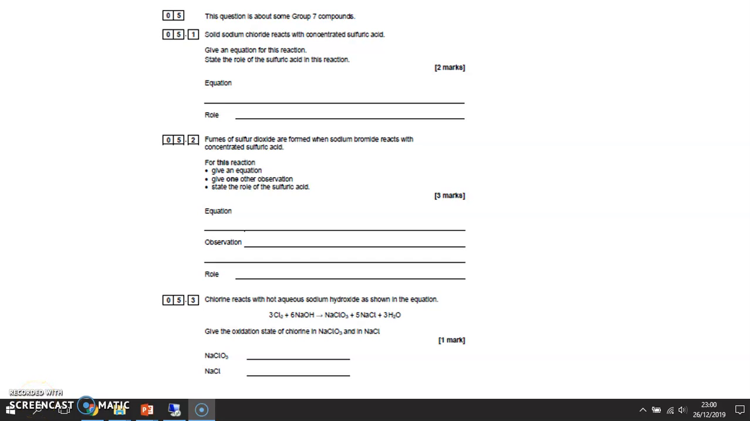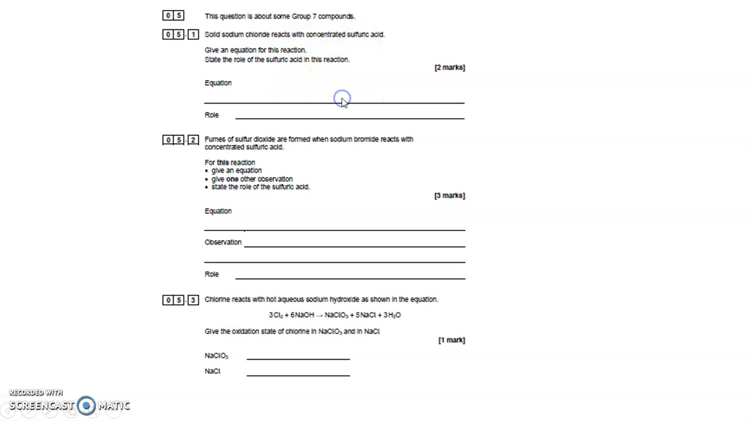Question 5. This question is about some group 7 compounds. Solid sodium chloride reacts with concentrated sulfuric acid. Common salt, sodium chloride, and sulfuric acid give white steamy fumes of HCl. If you remember that, you'll probably be able to do the equation, because sodium chloride, NaCl, and sulfuric acid give white steamy fumes of HCl, and then you've just got to work out what's left over.